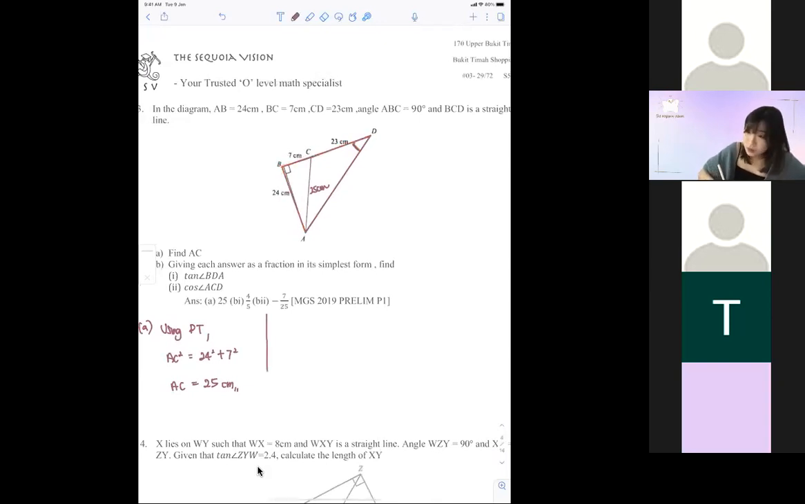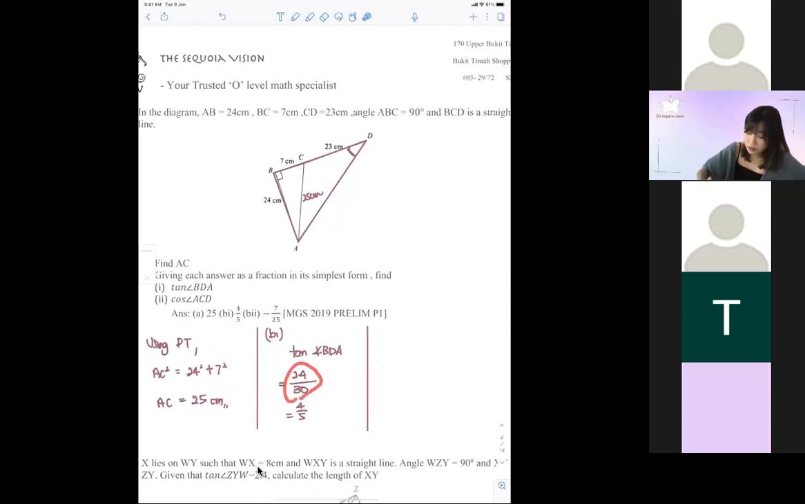So tangent angle BDA is your opposite over adjacent. Everything divide by 6, 4 over 5. Must simplify your fraction if you can. Okay, sometimes if you want a shortcut, you just key the fraction in your calculator, press enter, and you get the simplest form.